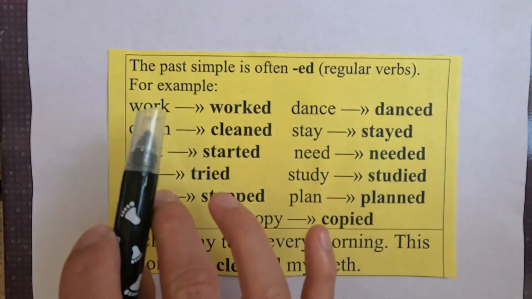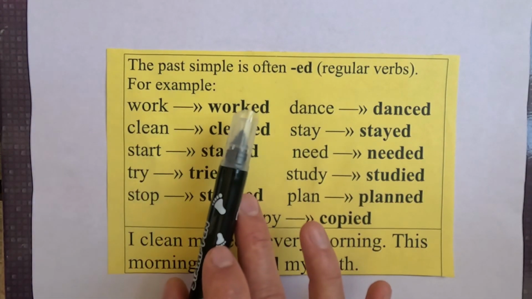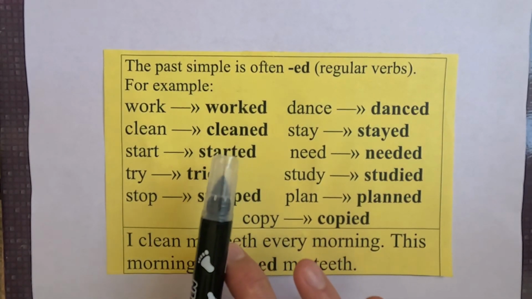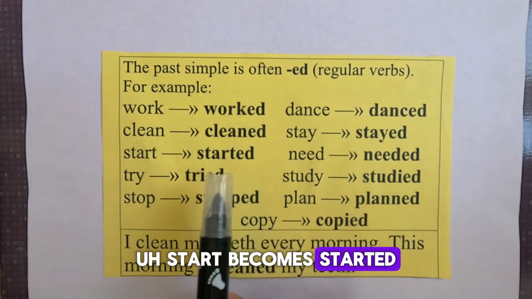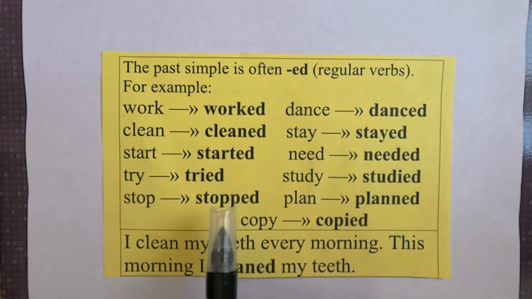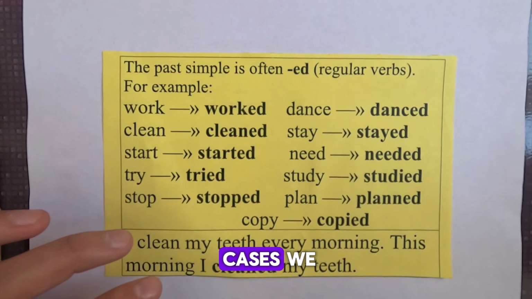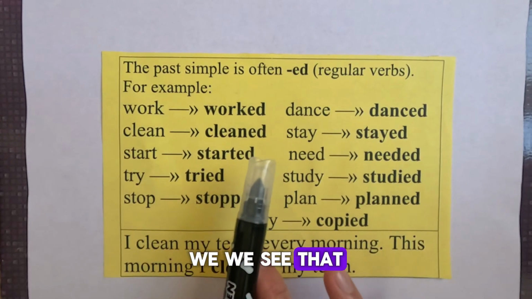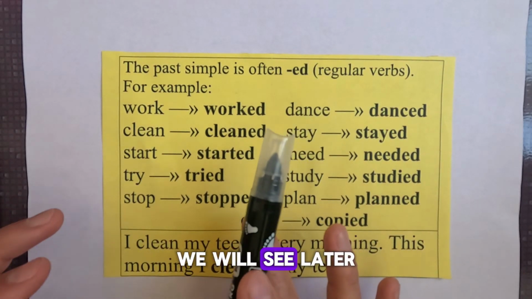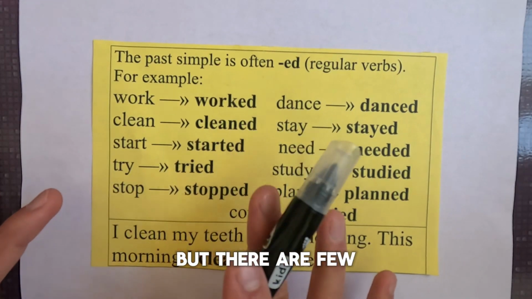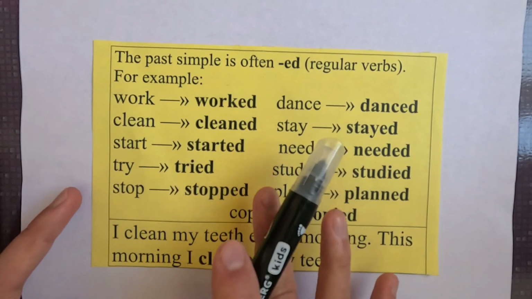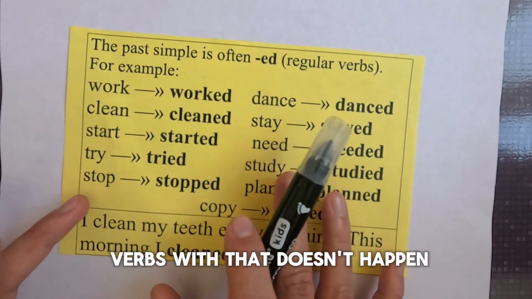For example, work becomes worked. Okay, clean becomes cleaned. Start becomes started. Try becomes tried. Stop becomes stopped. So in all those cases we see that there is an ed. This is the most common ending. We will see later that there are a few other ways that we can do it, but usually we add ed. But in the irregular verbs, that doesn't happen.